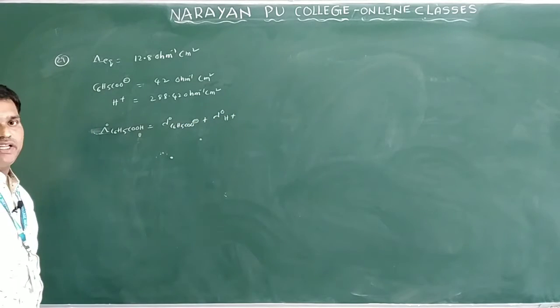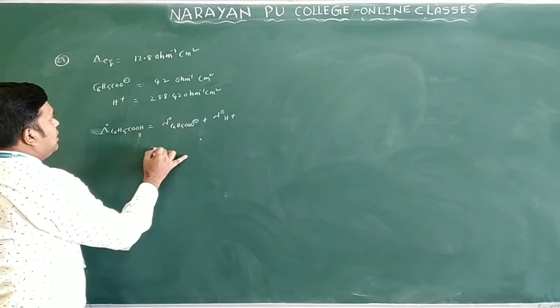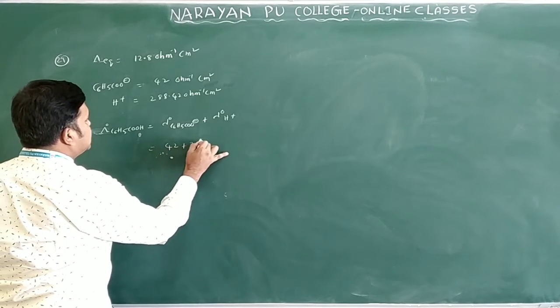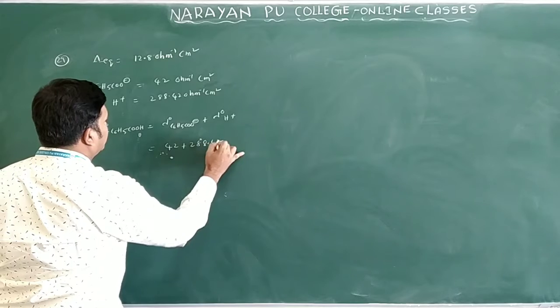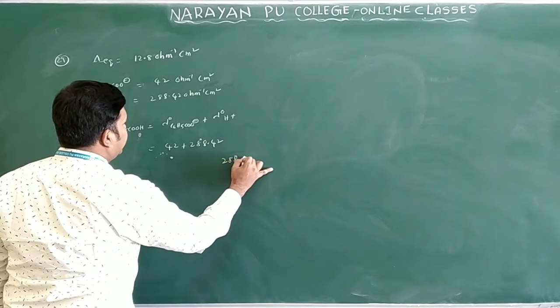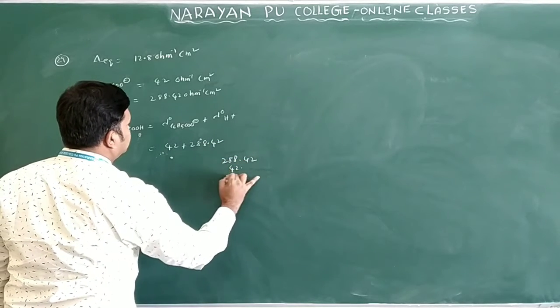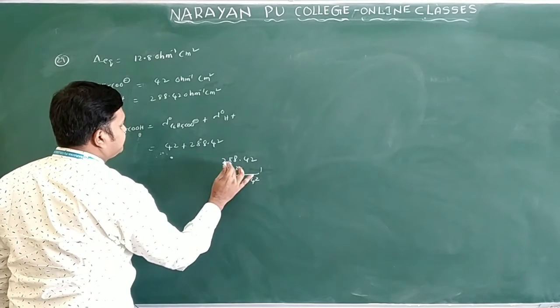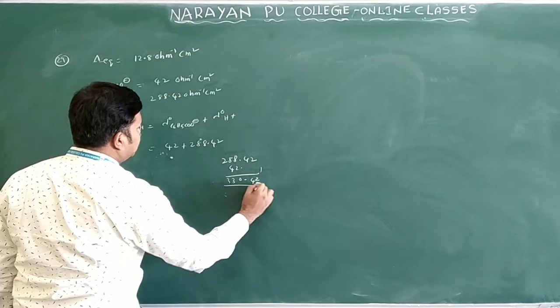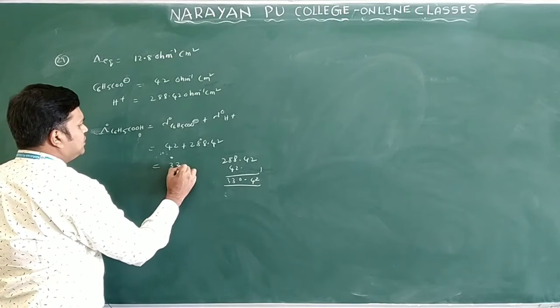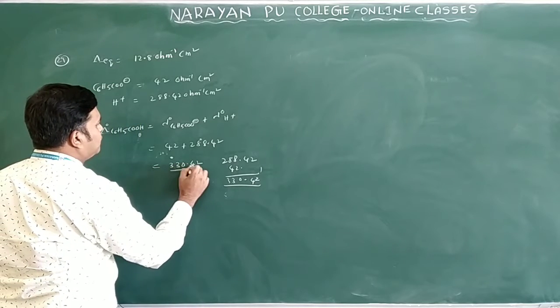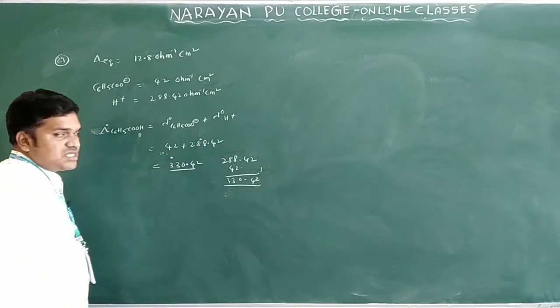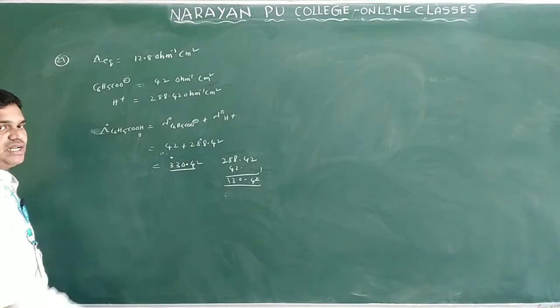According to the concept you are writing the whole thing. So what is the value of this one? This is 42 plus 288.42. Then you will get 330.42 ohm inverse centimeter square. What is it? It is the limiting molar conductivity.